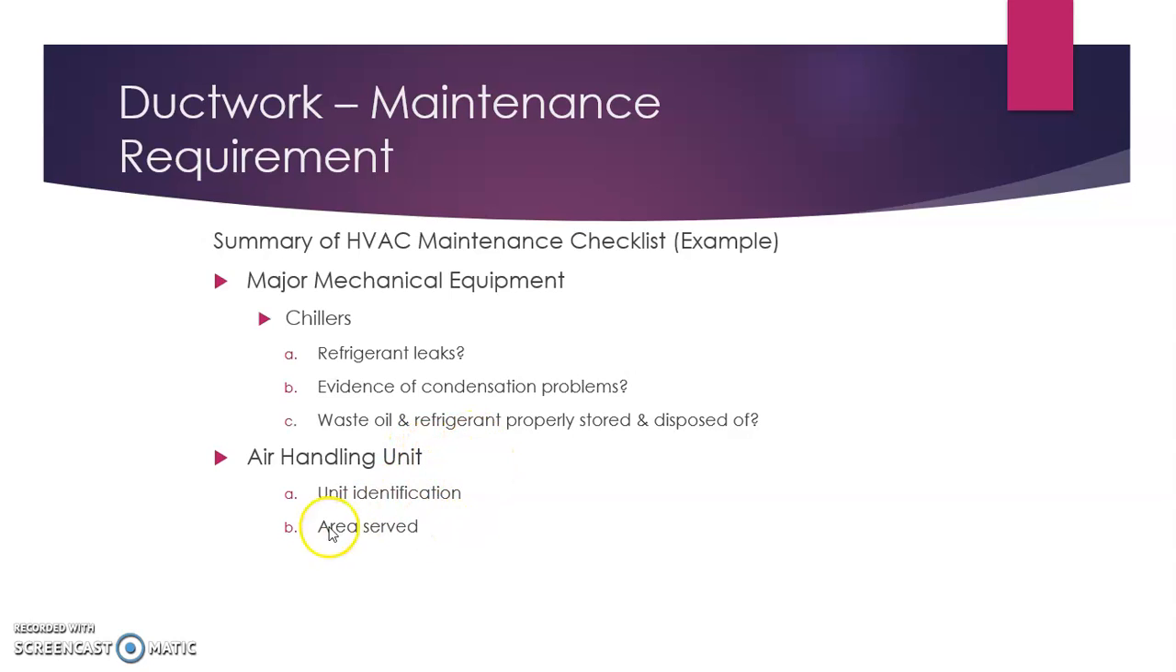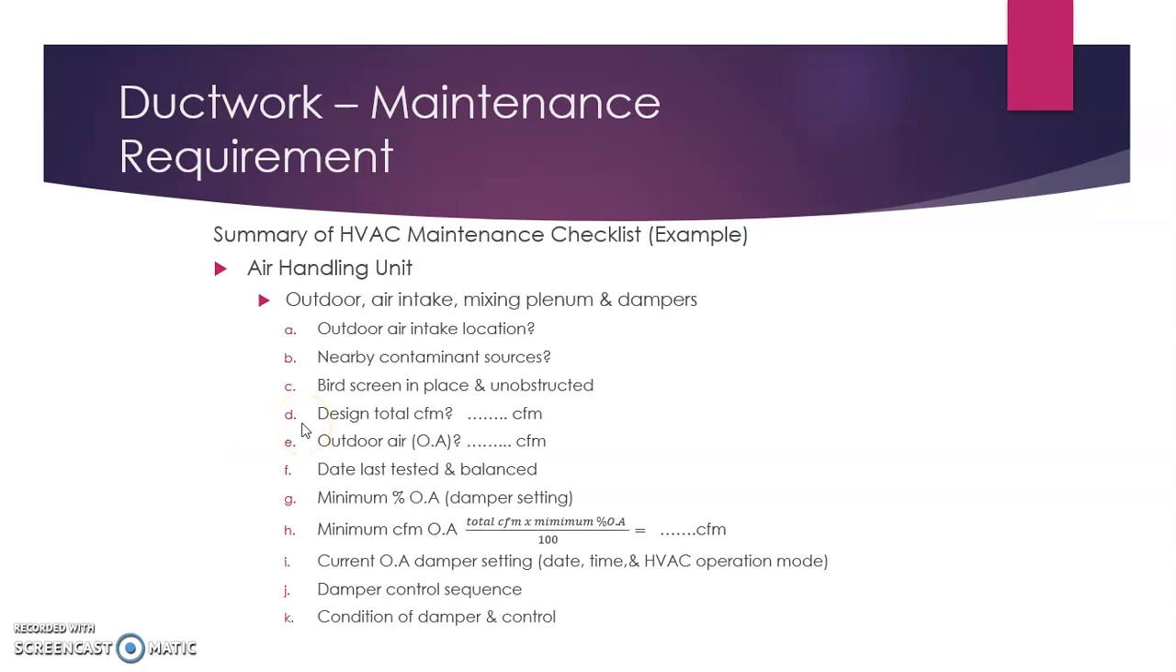And then you have to look into the air handling unit. The first one, you have to look into the unit identification. So we have to know what is the unit number and what is the area served by the AHU, for example. The next one, for the air handling unit, there are several other things that we must look into. For example, the outdoor fresh air intake, the mixing plenum and the dampers.